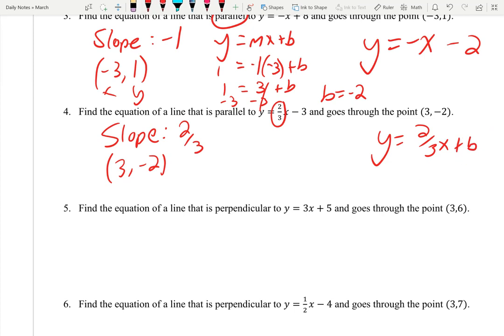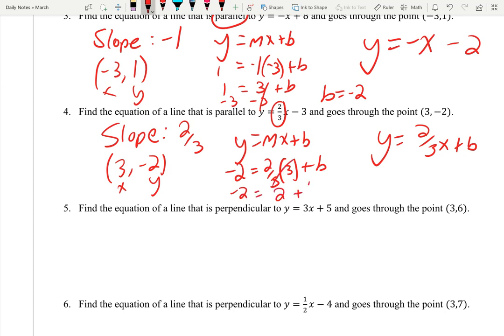So remember, same as before, plug in all these numbers. So y equals mx plus b. Y is going to be the negative 2. M is the 2/3. X is the 3. And b is, we don't know. Plug it in, right? We're going to solve for it. So this becomes negative 2 equal to 2/3 times 3, which is just going to be 2. So when you subtract 2 from both sides, you end up with b equal to negative 4, because negative 2 minus 2 means b is equal to negative 4. So my final answer would be y equals 2/3 x minus 4.